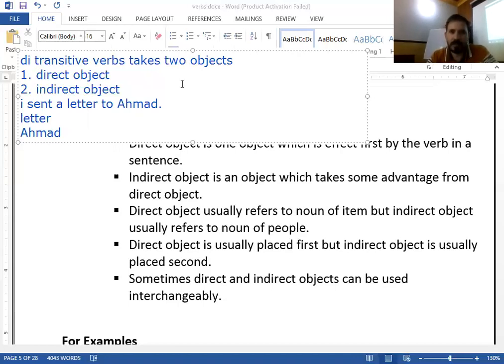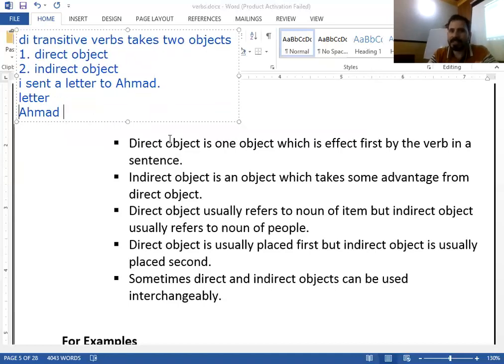How can we understand which one is direct or indirect? Clear? Number one, the direct object is the one object which is affected first by the verb in a sentence. Number one, when you want to find out which one is the direct object or indirect object, the direct object is the object which is first affected by the verb. I sent a letter. I sent a letter to Ahmad.